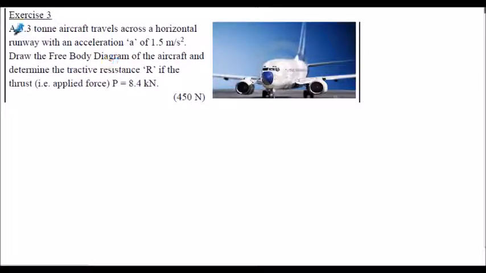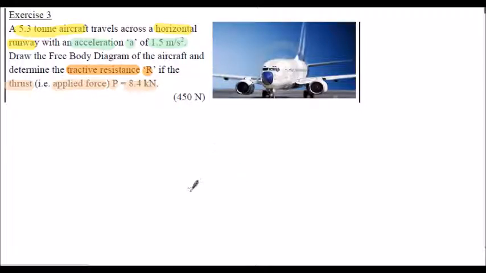Now we've got a 5.3 ton aircraft that travels across a horizontal runway with an acceleration, called the A there, of 1.5 meters per second squared. We've got to draw the free body diagram of the aircraft, and we've got to determine the tractive resistance. So in this particular case, we're trying to find the tractive resistance, R, if we're given the applied thrust, which is like the force applied, think of it as the P force applied, of 8.4 kilonewtons.